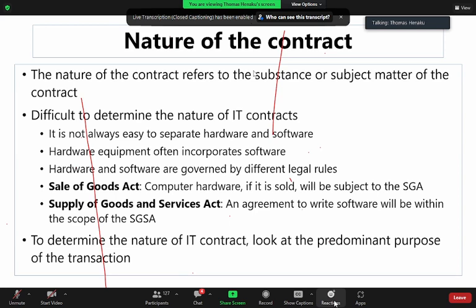Okay, thank you. So basically, the hardware and software are governed by different rules, and so you would have difficulty trying to ascertain the nature or the substance of the contract. It is very important that when going into a contract, you establish that nature so that you are clear in your mind. And sometimes it is not clear because of the way hardware and software are integrated. For example, you buy a laptop. The laptop doesn't come and function only on the basis of hardware. Yes, give me a second, guys.